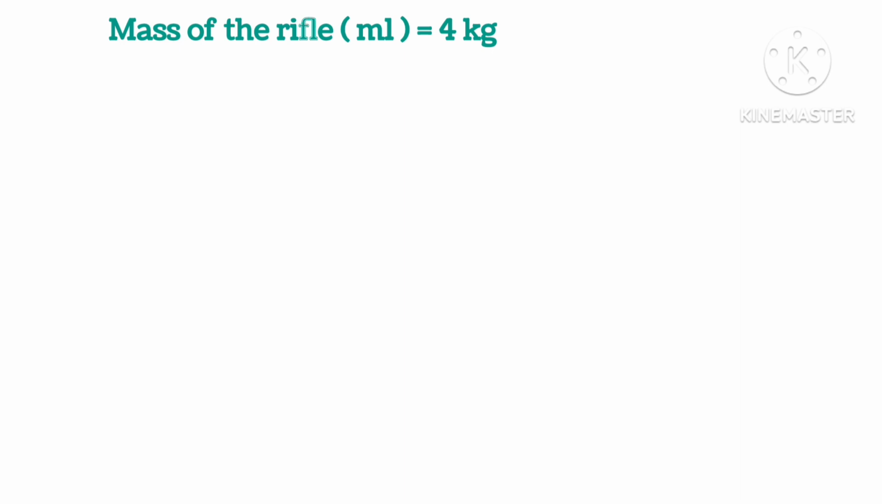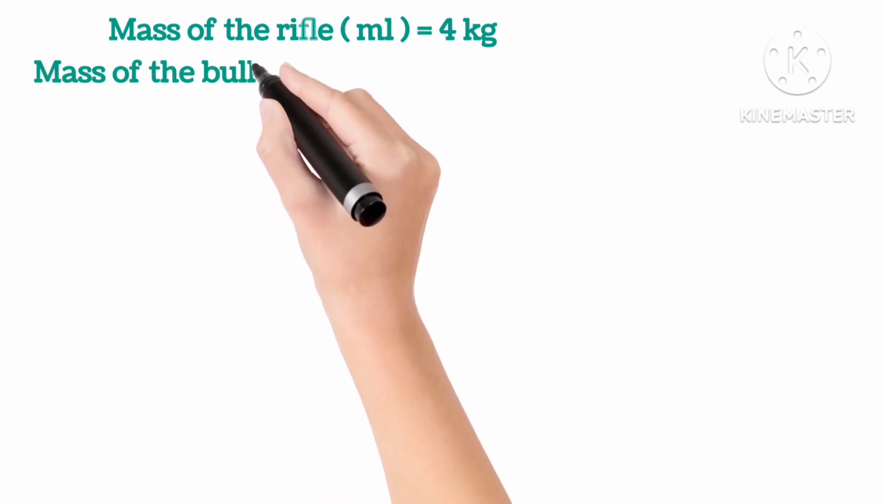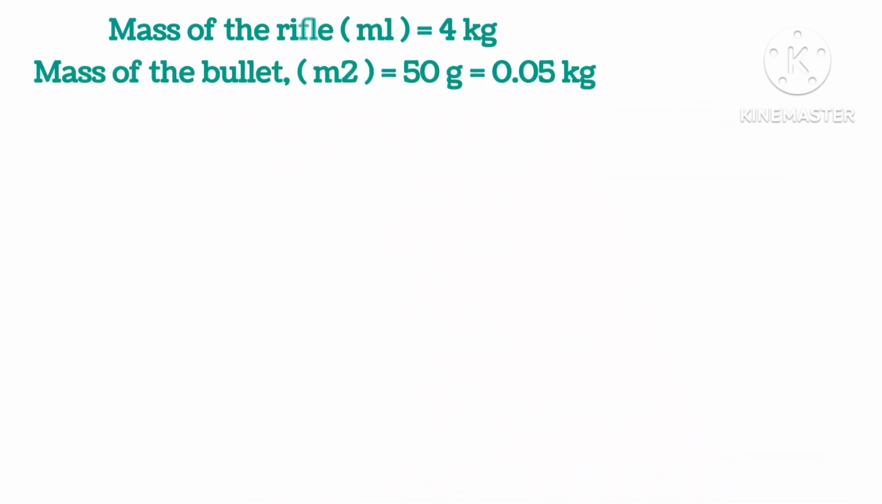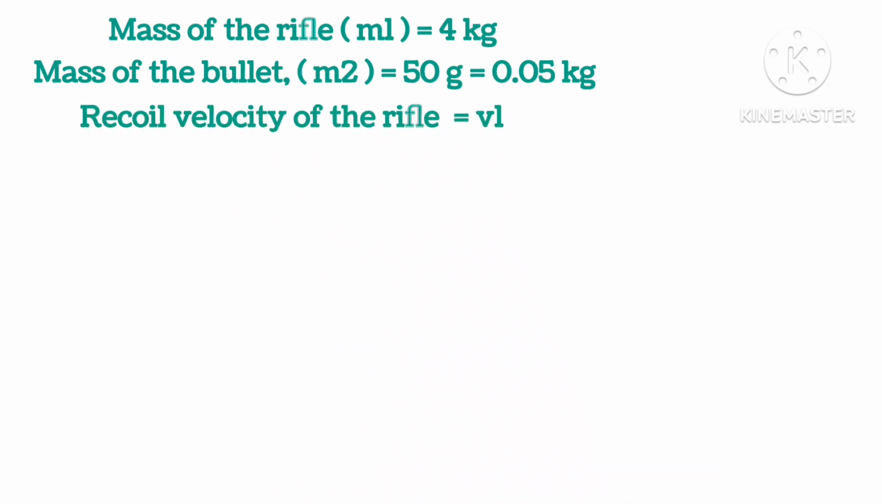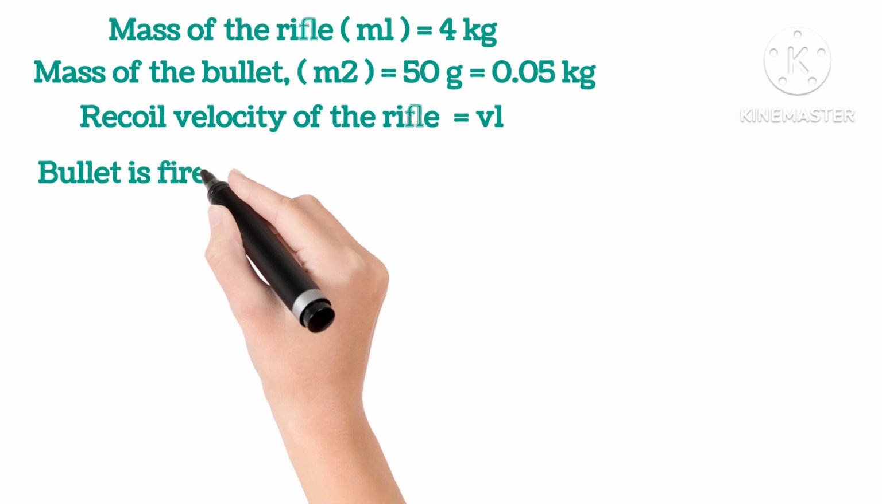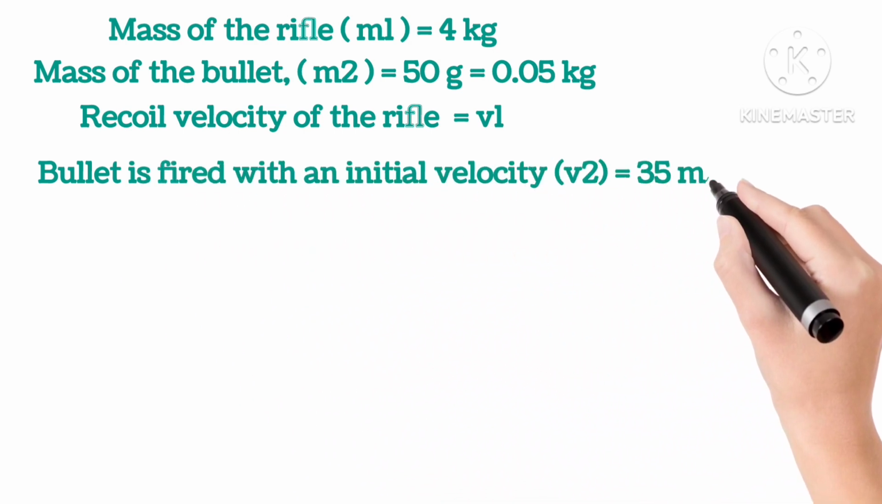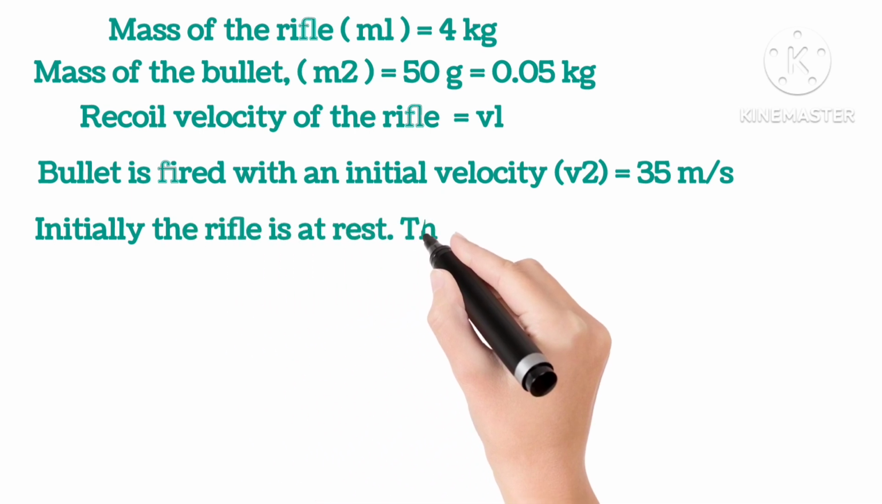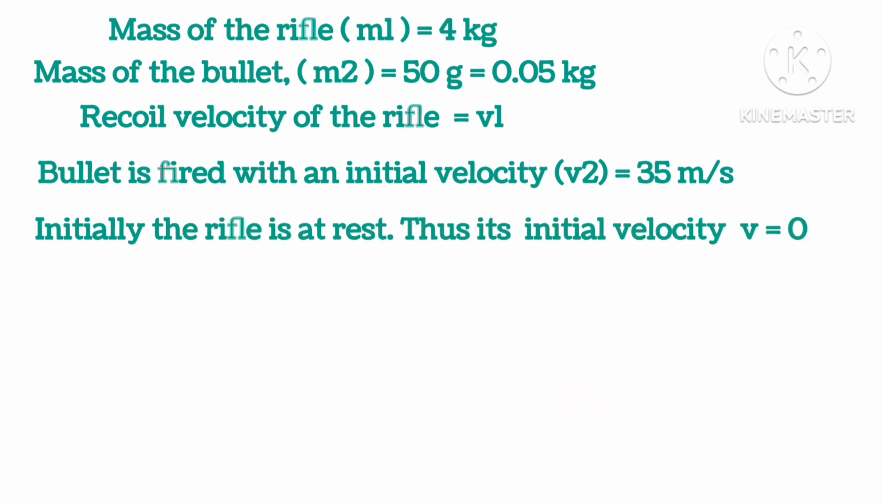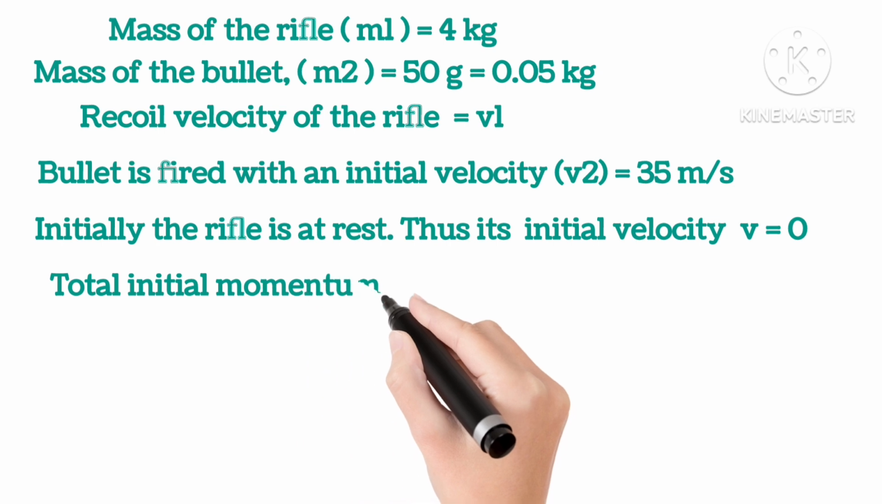So the mass of rifle here, M1, is 4 kg. Mass of the bullet, M2, is 50 grams, that is 0.05 kg. Recoil velocity of the rifle is V1. Bullet is fired with an initial velocity V2, which is 35 meter per second. Initially the rifle is at rest, thus its initial velocity is 0.